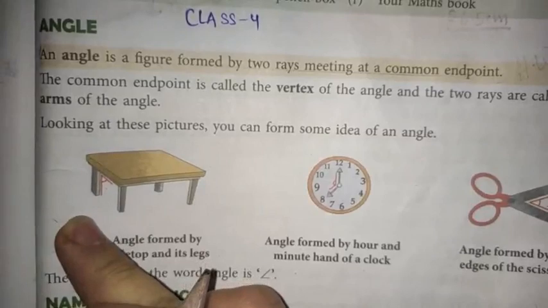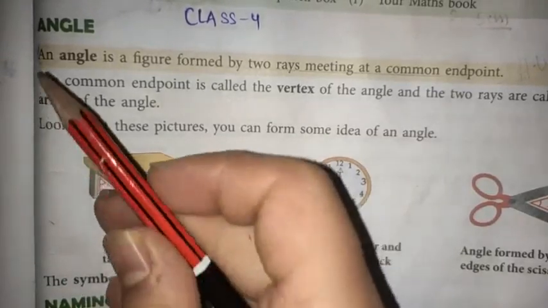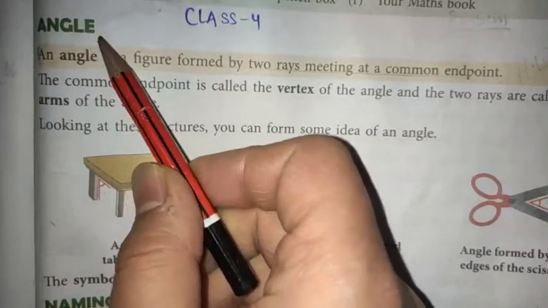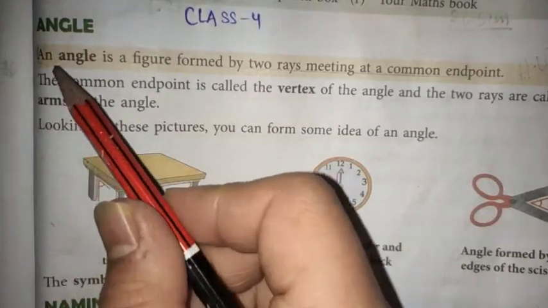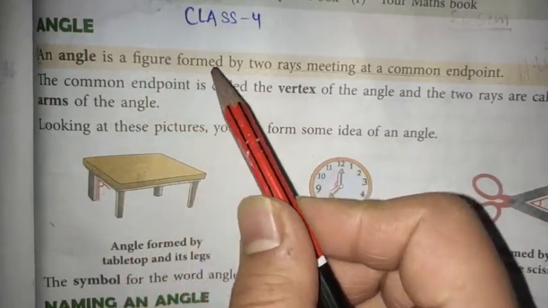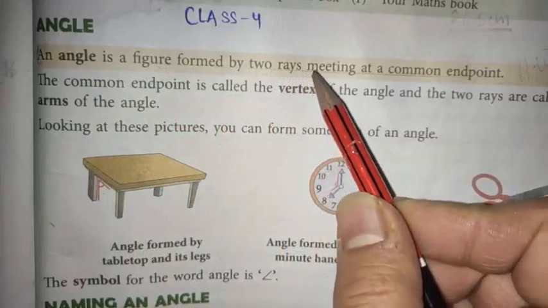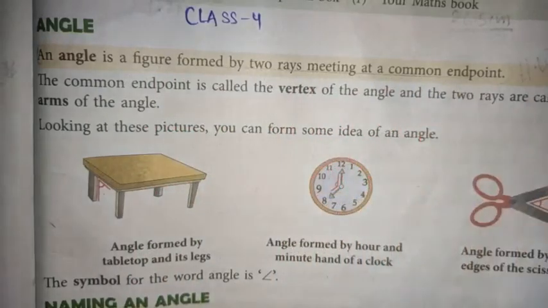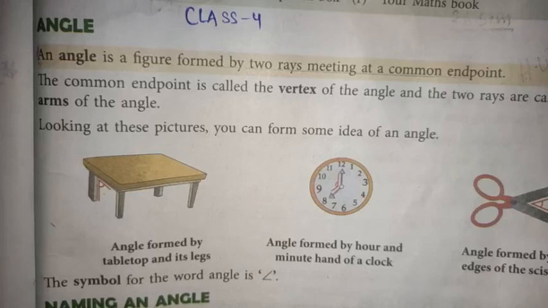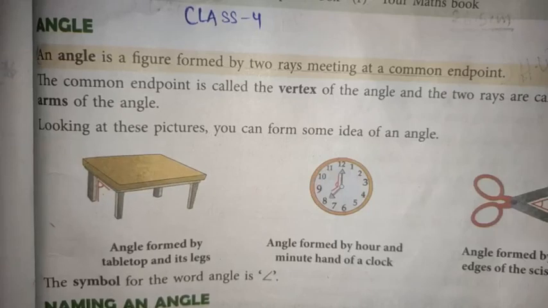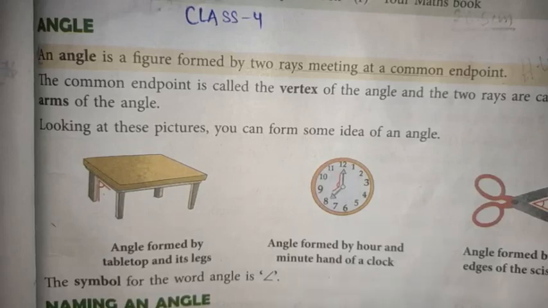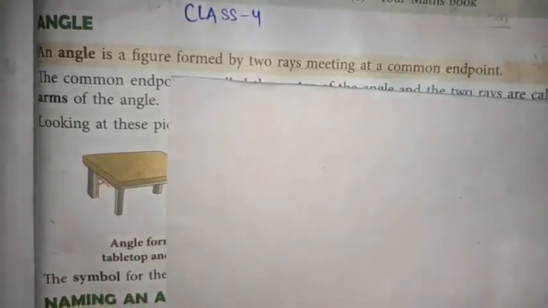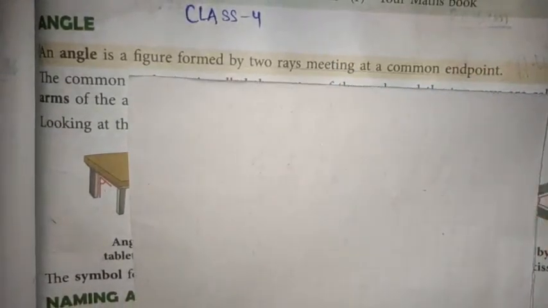So today we will be discussing a major term, which is an angle. An angle is a figure formed by two rays meeting at a common endpoint. I have already discussed what an angle is, so today we will just have a brief idea of it. Now I'll show you an example of how an angle is formed, what it looks like, and where it is seen.